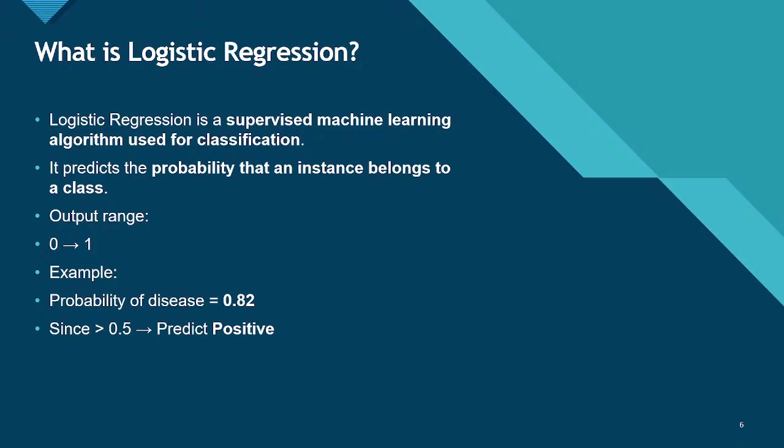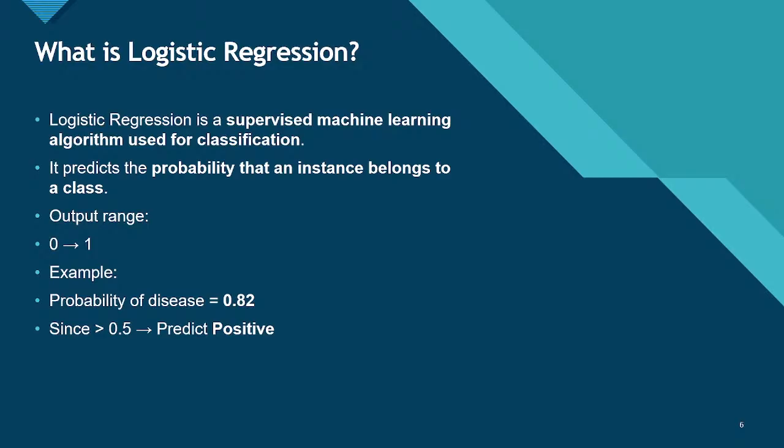In a classification problem, we use a threshold value, which is commonly 0.5. So the rule becomes: if the probability is greater than 0.5, the prediction is positive. If the probability is less than 0.5, the prediction is negative. Since 0.82 is greater than 0.5, the model will classify the patient as positive.